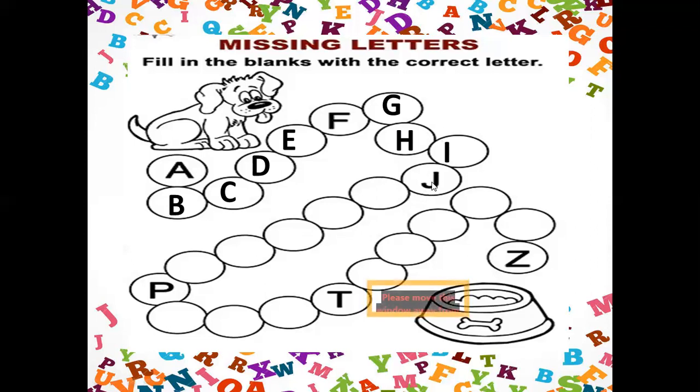What is the next letter after J? K. Okay. The next letter after J is K. And what is the next letter after K? The next letter after K is L. Okay.